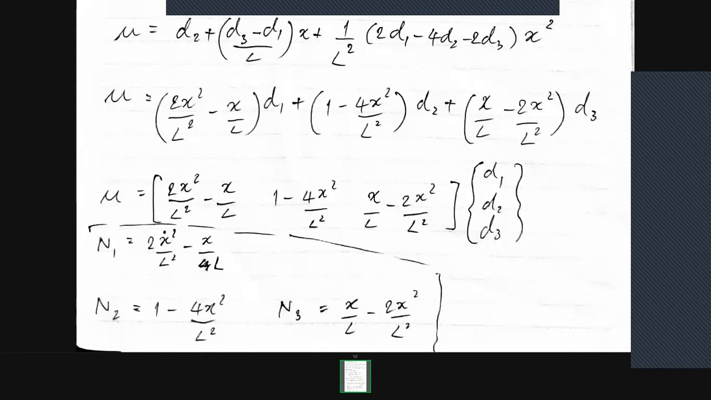If x equals minus L over 2, N1 should be 1, and N2 and N3 should be 0. If you substitute x equal to 0, N1 and N3 should be 0, but N2 should be 1. If you substitute x equal to L over 2, N1 and N2 should be 0, but N3 should be 1. Okay, that is the property of the shape function.